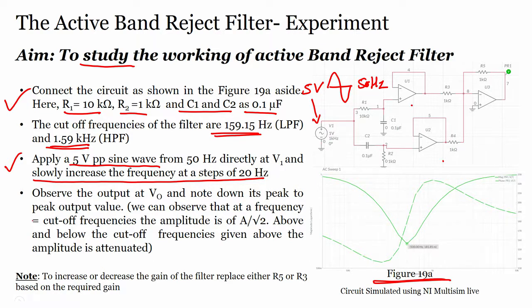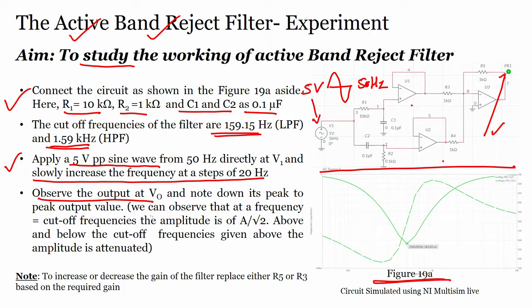Now, after this, what do we have to see? We have to see the output at the summing amplifier. The combination of all this is your band reject filter. You have op amps, so it is an active band reject filter. Now, apply a 5 volts sine wave and then slowly increase the frequency. Then we observe the output at VO, which I have shown with the arrow.